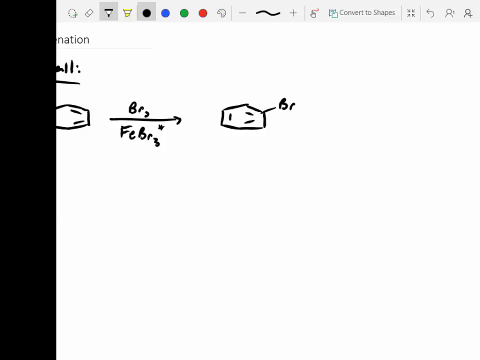If we want to install chlorine, wait, Professor. Yep. What is that little stars thing? It's an asterisk. I'm going to show how we make the iron tribromide. If we want to do chlorination, we do Cl2 and aluminum trichloride. If we do this, we can get the analogous reaction with a chlorine atom.